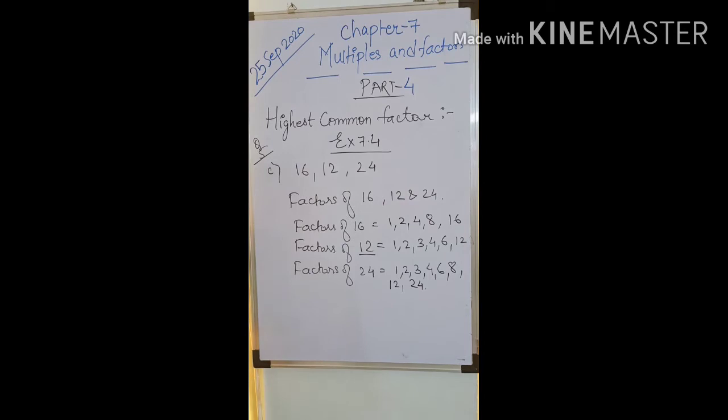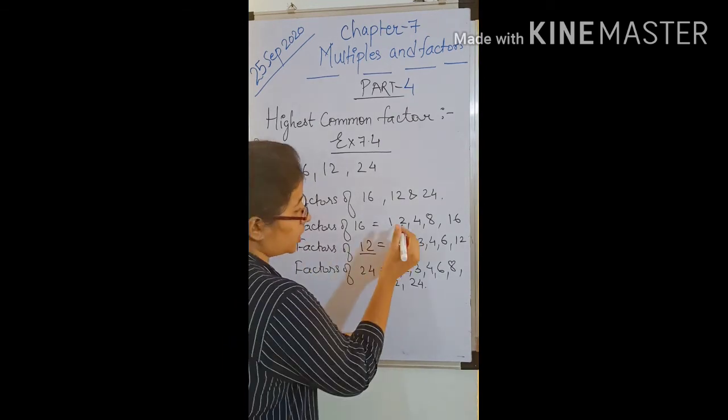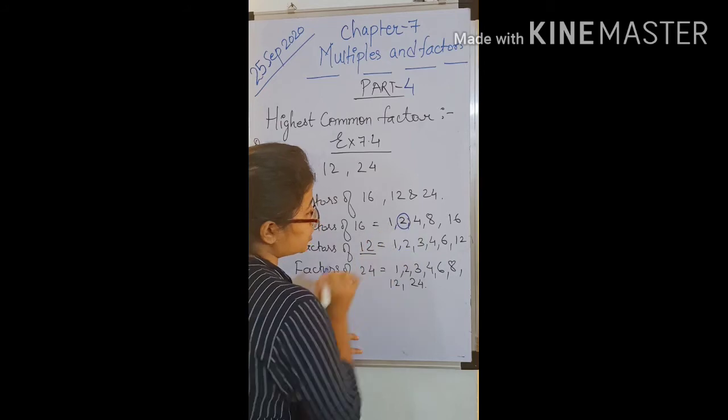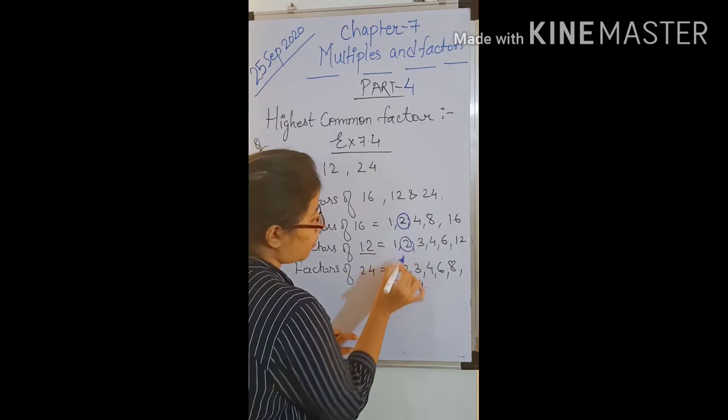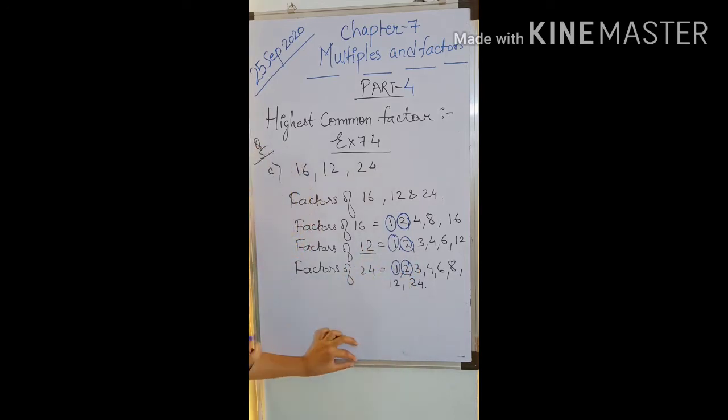Now we have to encircle the factors which are common in all three numbers. You have to look at all the three numbers for the common factors. So we are going to circle that part. If I look here, this is a common factor. It is common in all the numbers. We can see 1 is also a common factor. We know very well 1 is common in all the numbers.